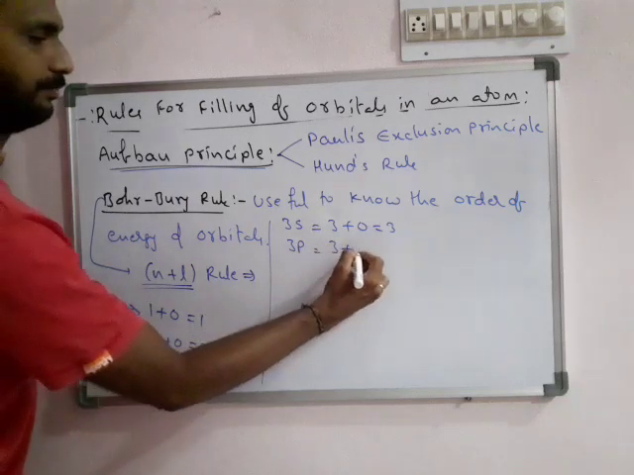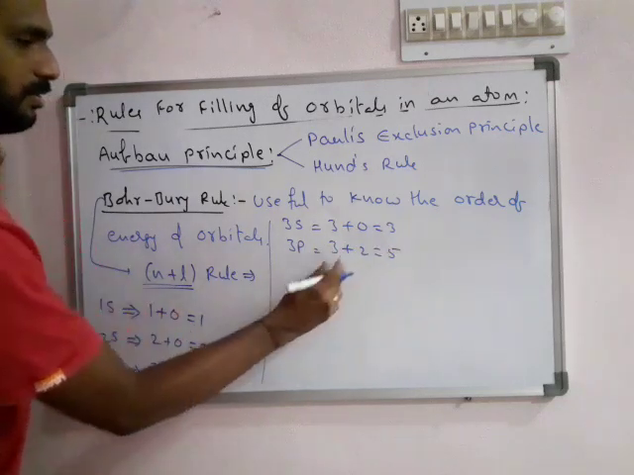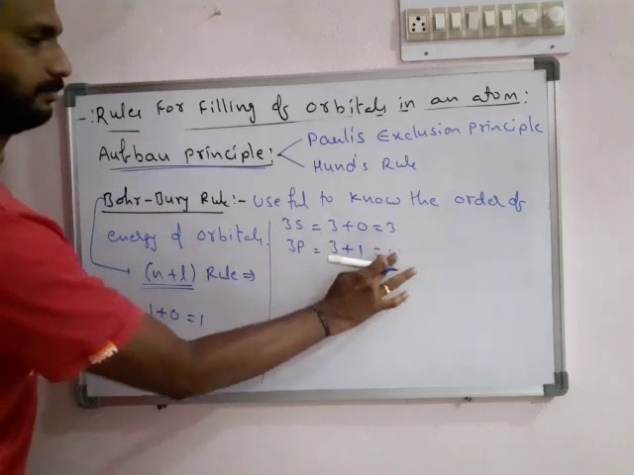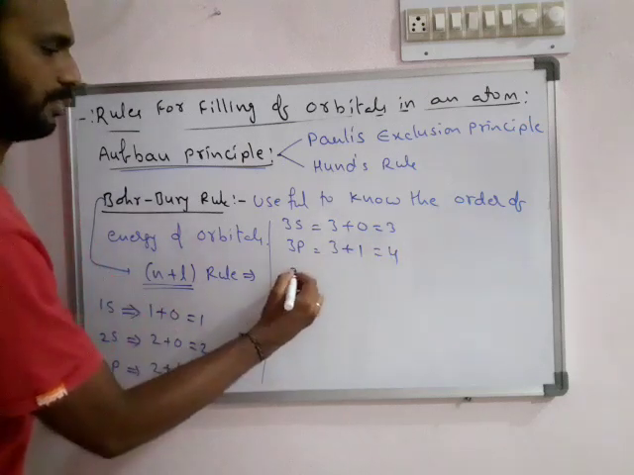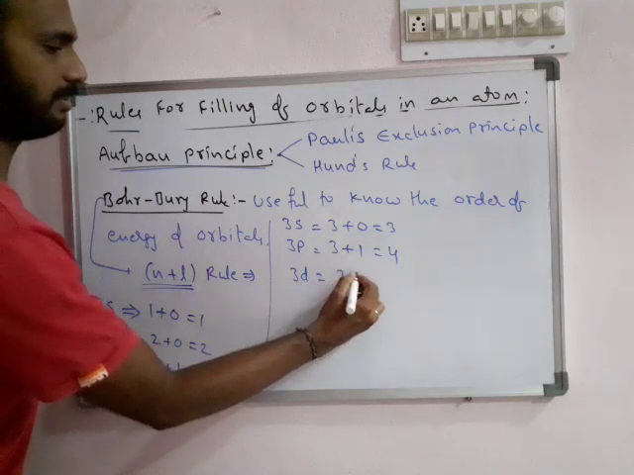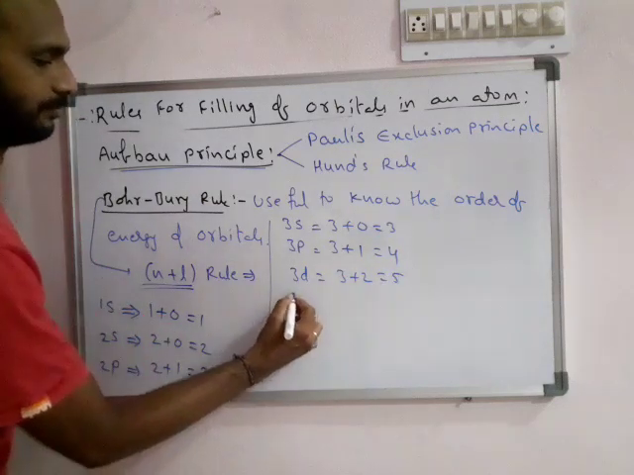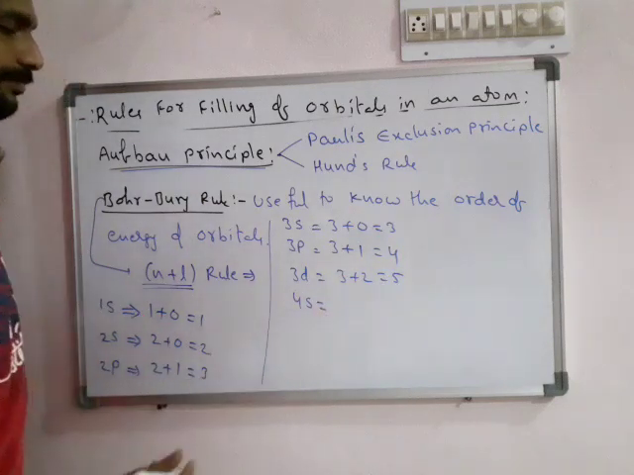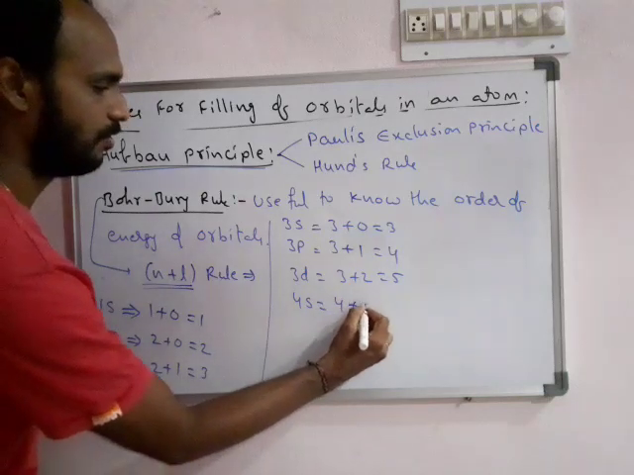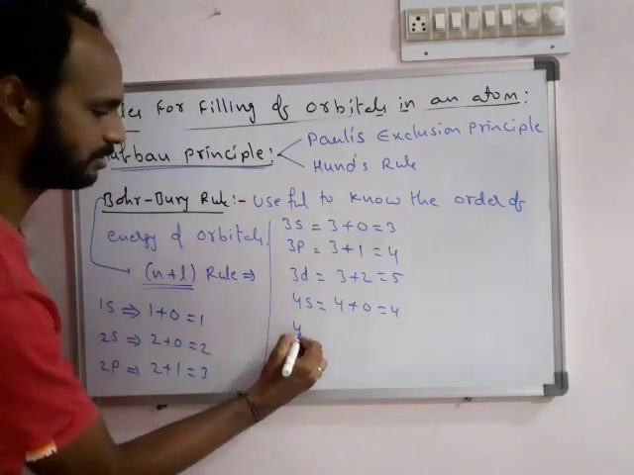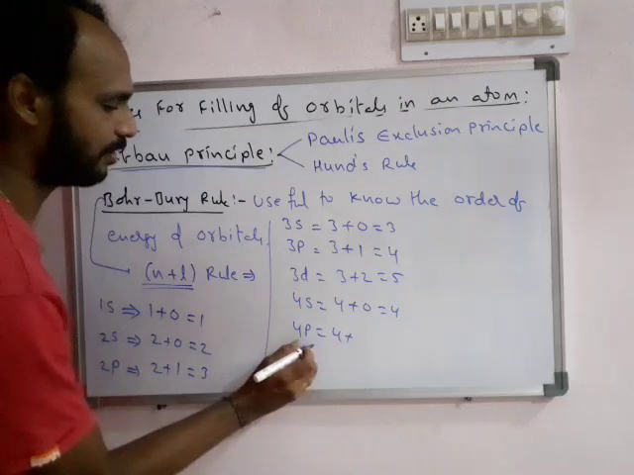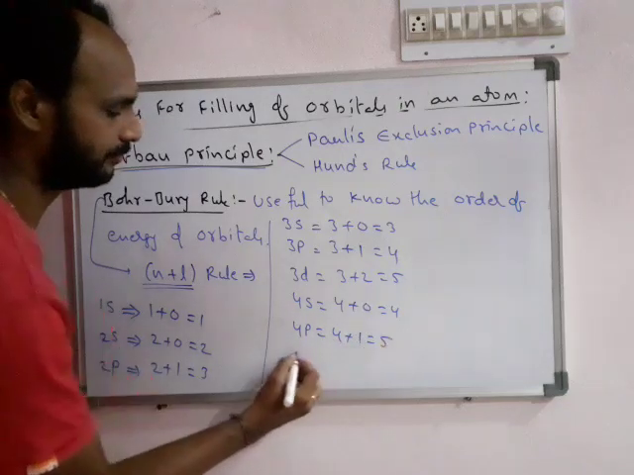For 3p, 3 plus 1 is 4. For 3d, 3 plus 2 is equal to 5. What about 4s? 4 plus 0, that is 4 units. For 4p, same for the p orbital, the L value we know is 1.